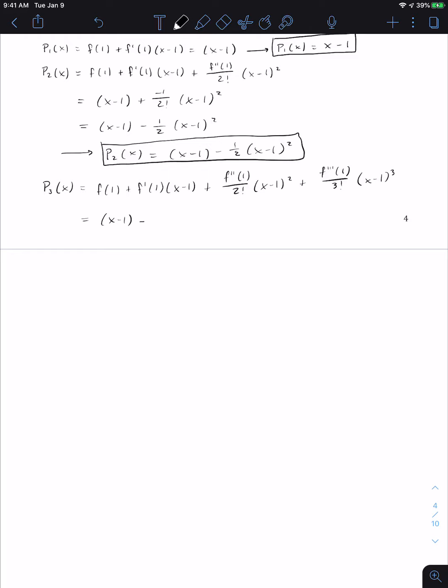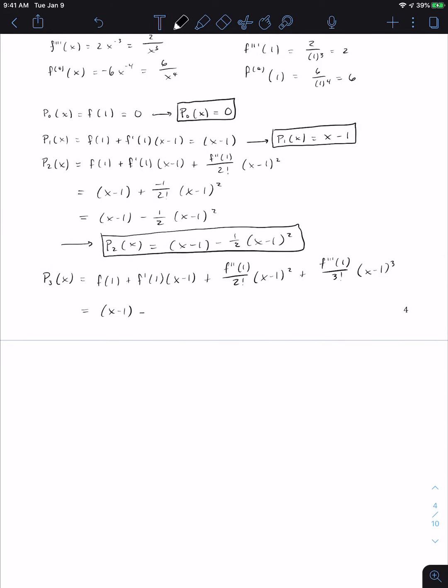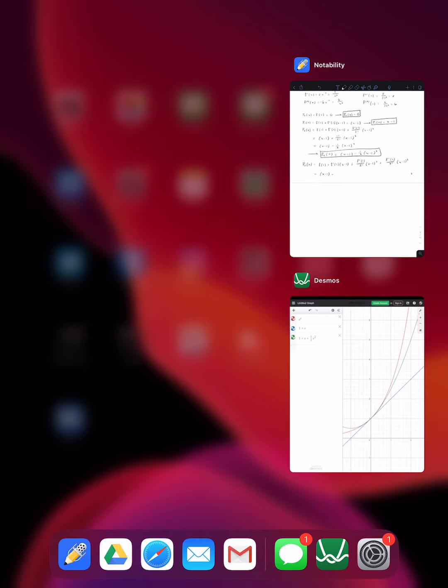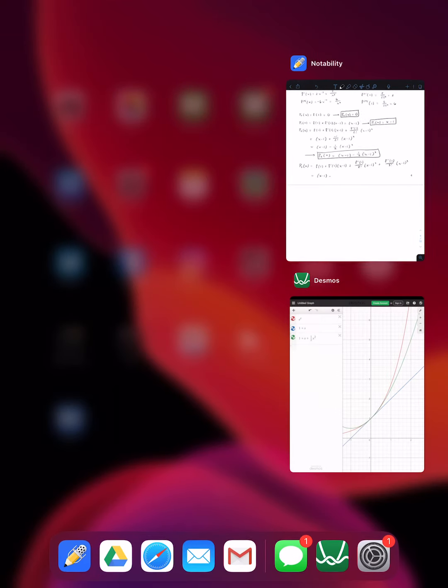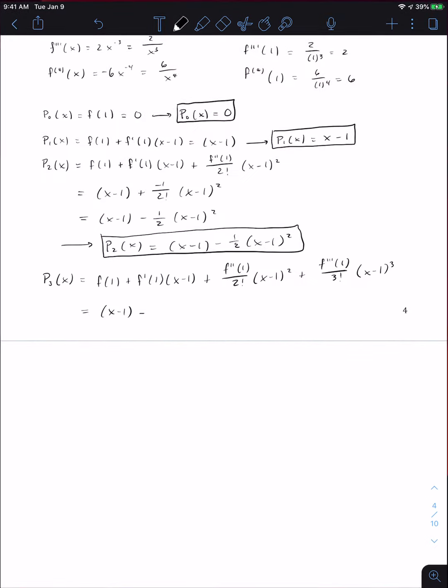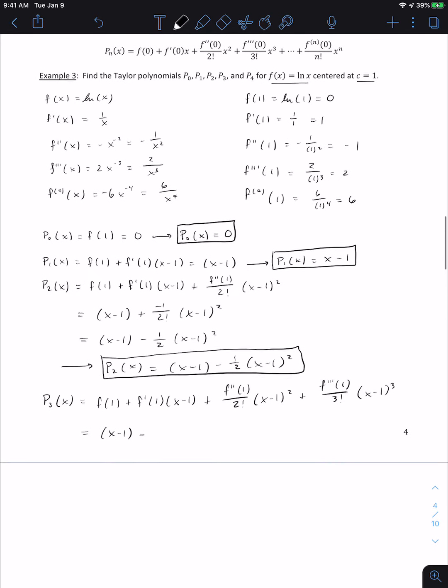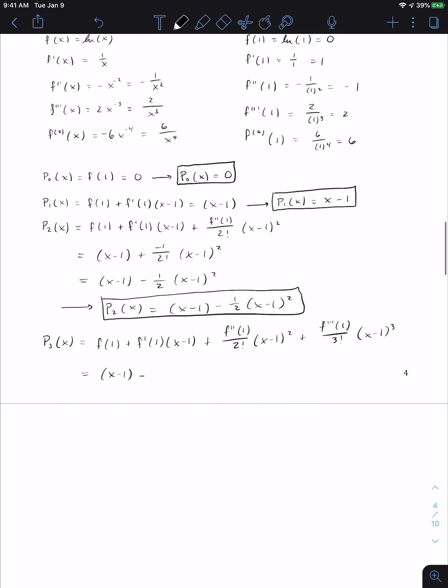But if you don't see that, f prime of 1 is 1, f double prime of 1 is negative 1. This is plus negative 1 over 2 factorial x minus 1 squared plus f triple prime, which is 2, over 3 factorial x minus 1 cubed. So x minus 1 minus 1 over 2 x minus 1 squared.